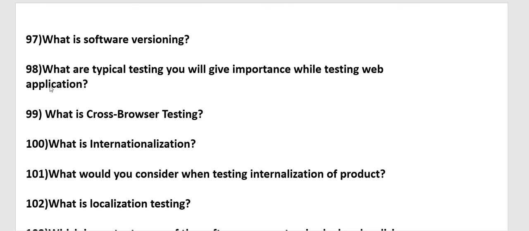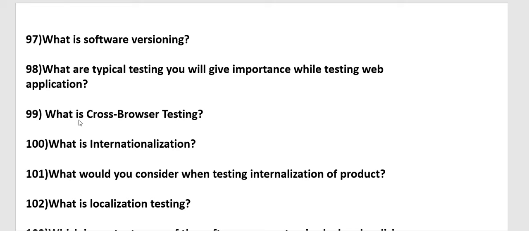What are typical testing you will give importance while testing web application? When you're testing web application, you will consider link testing, security and authentication, performance testing, that is response time, scalability, load testing, stress testing, usability, functionality, user interface, session issues, operating system compatibility, browser compatibility, forward and backward compatibility testing, and navigation issues.